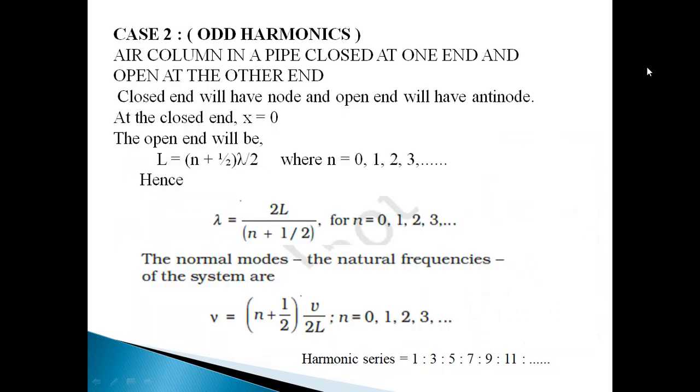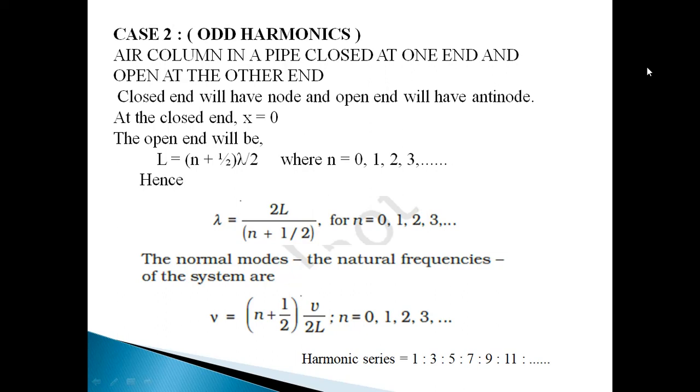Now look at this case where we get only odd harmonics. If you have an air column in a pipe which is closed at one end and open at the other end, obviously the closed end will have a node and the open end will have an antinode. So the closed end we will consider as x equal to 0, and the open end will be L. Now L will be given as (n plus half) times lambda by 2 in terms of the segments produced there, where n equals 0, 1, 2, 3, etc.